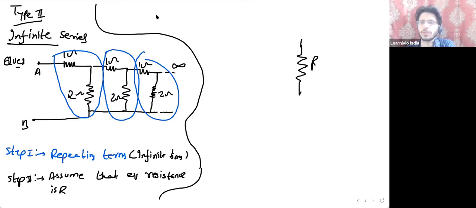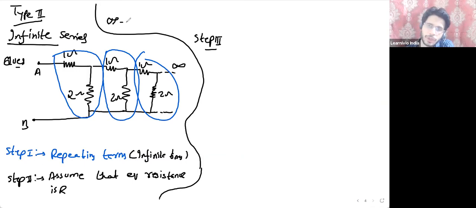So the first two steps are very clear. What we did, we first of all identified the repetition term, then we assumed that the resistance of the entire circuit is R. Step 3, that's most crucial, and this is where I will need your logic. If I add 1 to infinity, then it remains infinity only, right? This term is repeating infinite times.